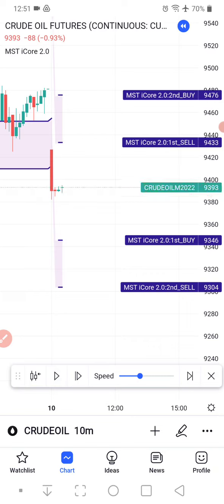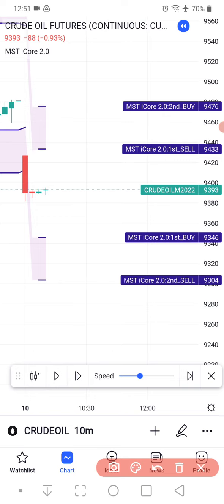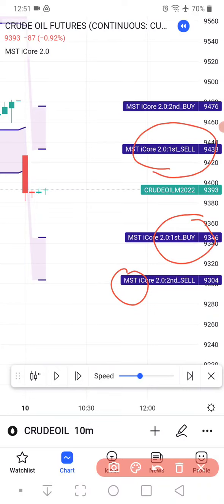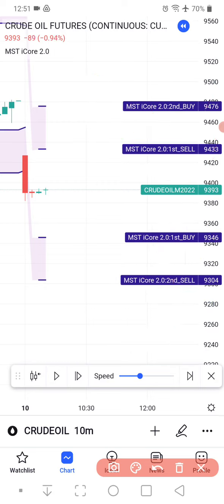Now, immediately once the market has opened, we got our 4 lines. One is the buy entry, another one is the sell entry. This one is the first sell and this one is the first buy. This one will be the SL for the first buy and this one is the SL for the first sell. If the SL hits, then we will be buying at 9476. If the SL hits in the first buy, we will be selling at 9304. So this is the very small method that we are going to follow.